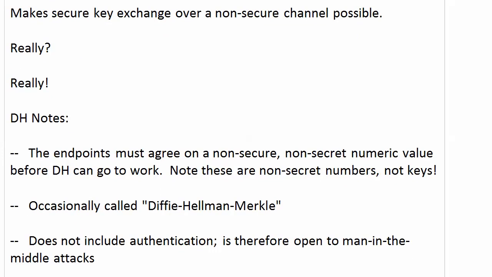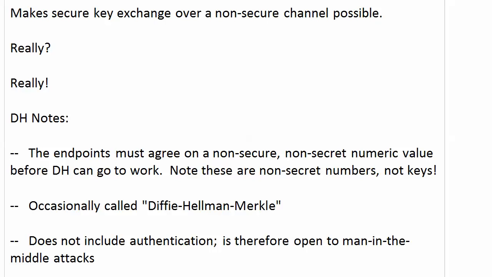What I do want you to know is that the endpoints are going to agree on a non-secure, non-secret numeric value before Diffie-Hellman can get to work. I mention this because if you do that extra reading, note that these are not keys. These are non-secret numbers.